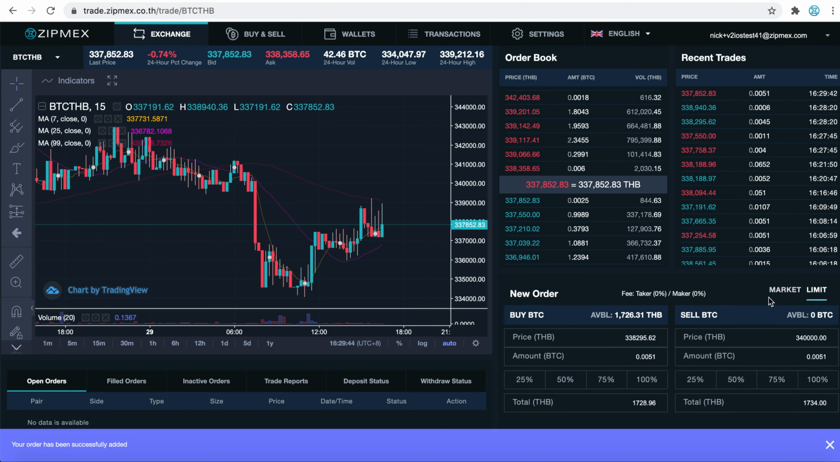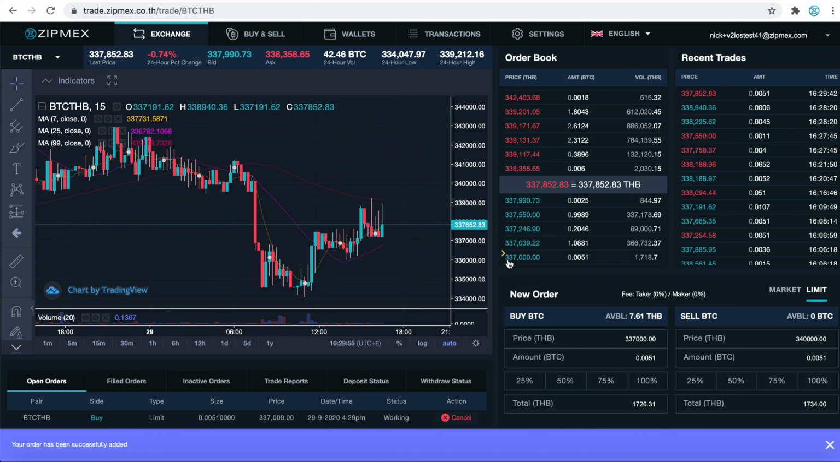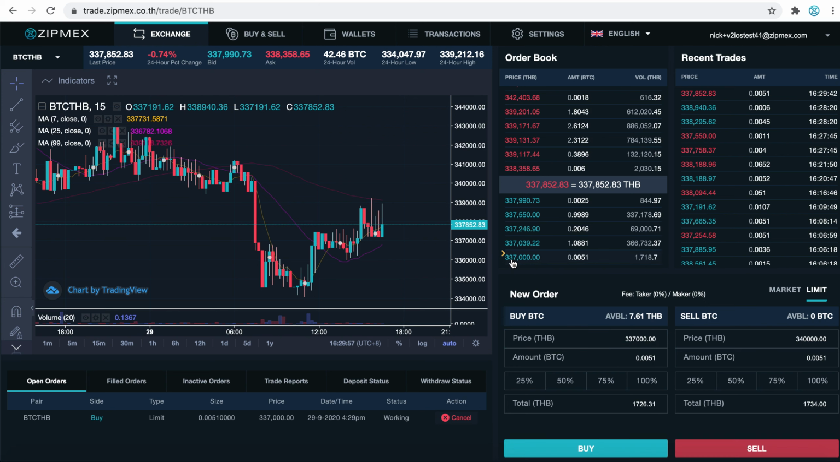Okay. Let me do a limit buy. So I wish to buy Bitcoin at a lower price. Okay, so I place a buy limit order at 337,000, 0.0051 Bitcoin using 1,718 baht. As you can see over here, in the open order tab, my order is still open and it's not filled yet. Right, once it's filled, it's going to move to the filled order tab. Yes. Let me cancel it right now.